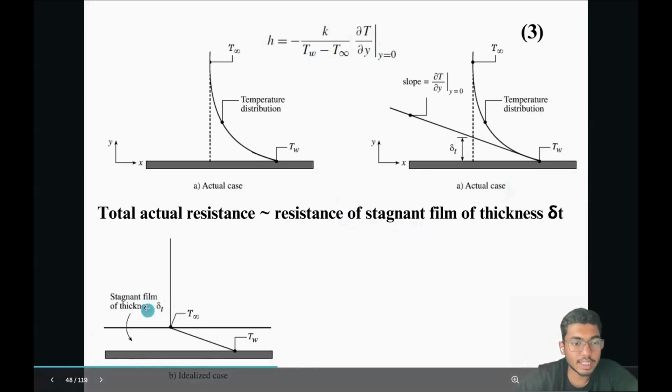So this is the idealized case that we are discussing. Tw is at the wall, and at a distance of delta T, the stagnant film thickness, there is the temperature T infinity, and there is a linear distribution. The equation dou T by dou Y at Y is equal to 0 is equal to T infinity minus Tw divided by delta T. This gives us the quantity dou T by dou Y.